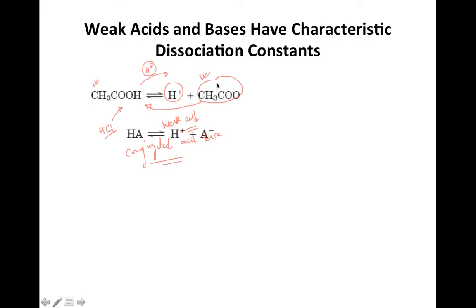To simplify this, we can write it in the form of HA, which dissociates into H plus and A minus, and we can put it in the equilibrium concept like we did for water. This gives us something called Ka, the dissociation constant. So at equilibrium, both of these will dissociate.